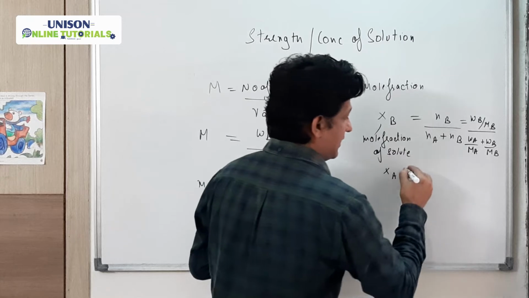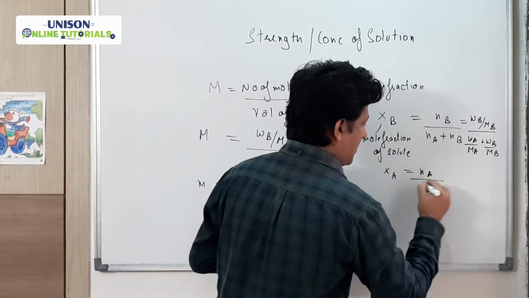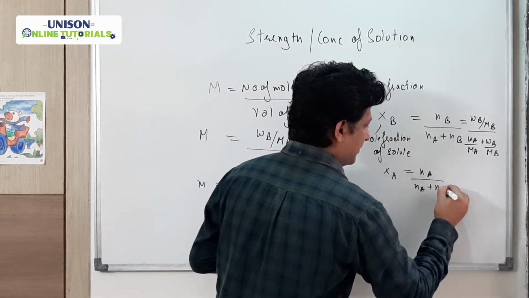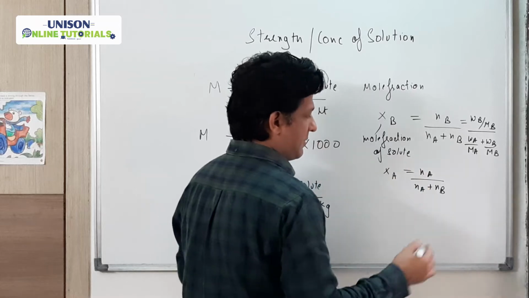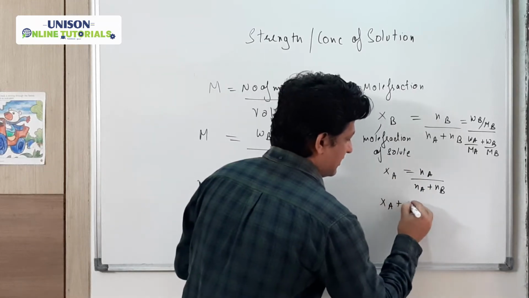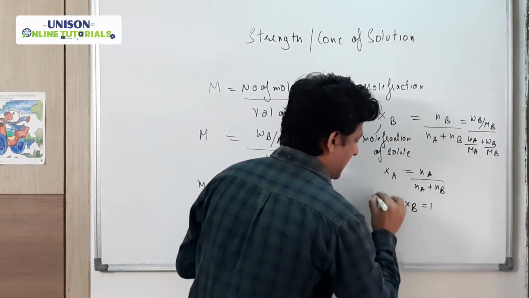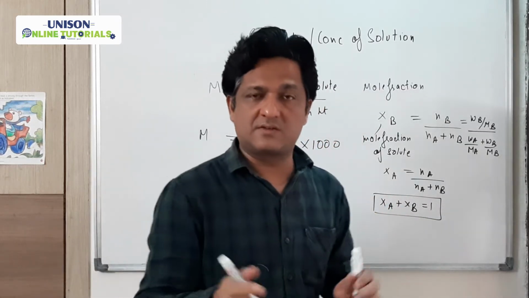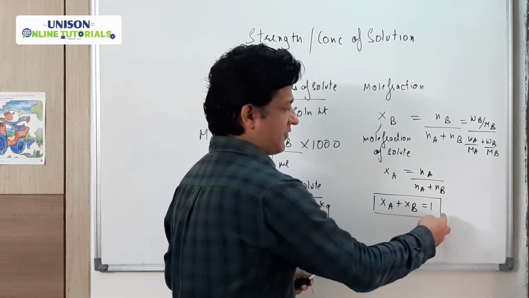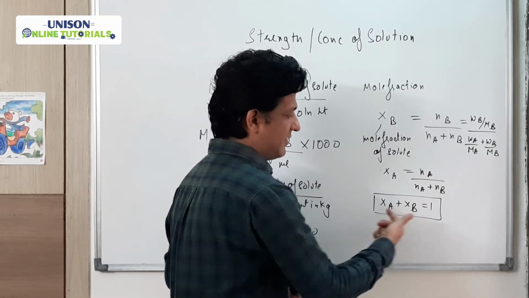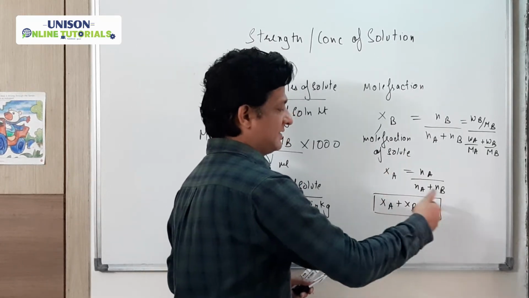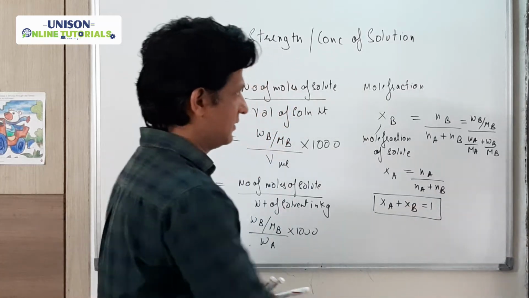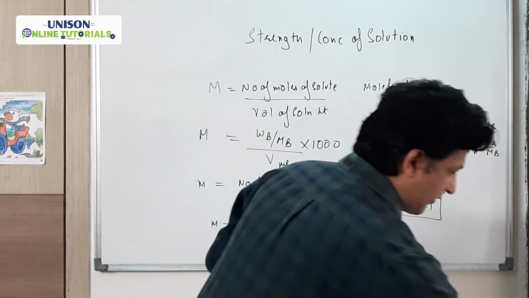A is for solvent. So number of moles of A upon number of moles of A plus number of moles of B. And always remember, the sum of mole fraction is always unity. अगर आपने एक का मोल फ्रैक्शन निकाल लिया है तो दूसरे का निकालने की जरूरत नहीं है. Just subtract one from it. 1 minus xb will give xa, or 1 minus xa will give you xb. So this was all about mole fraction.